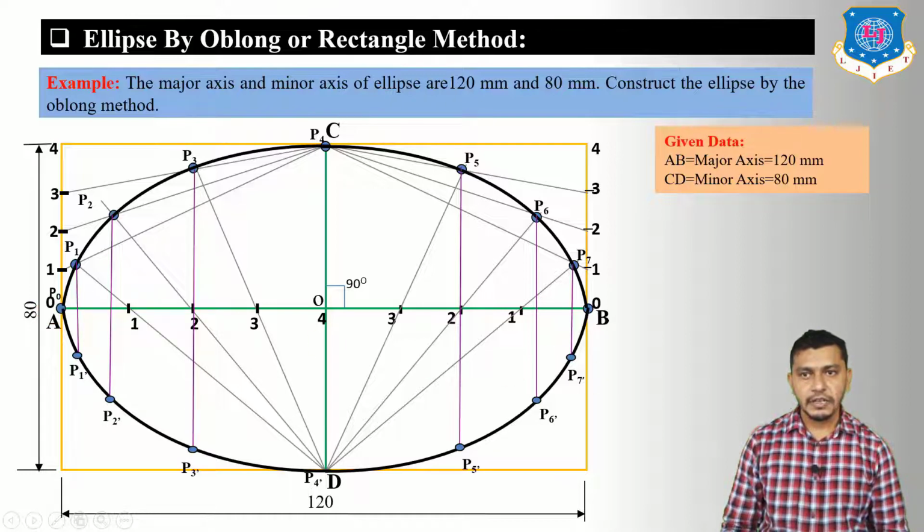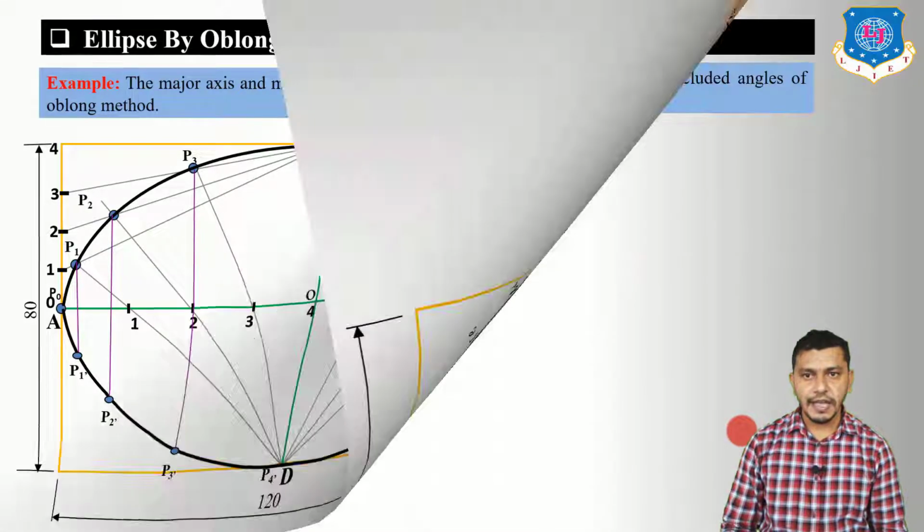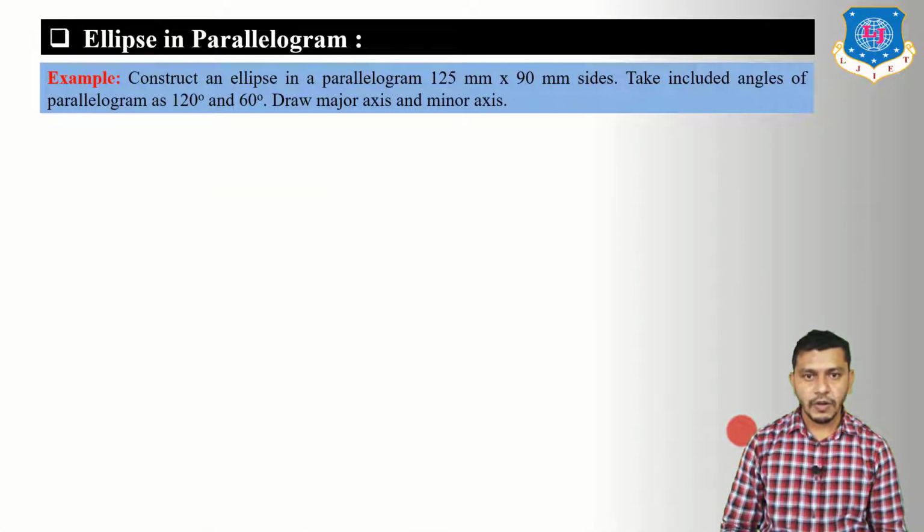So this is the rectangle or oblong method to construct an ellipse. Now let us move on to the next method, which is the ellipse in parallelogram.